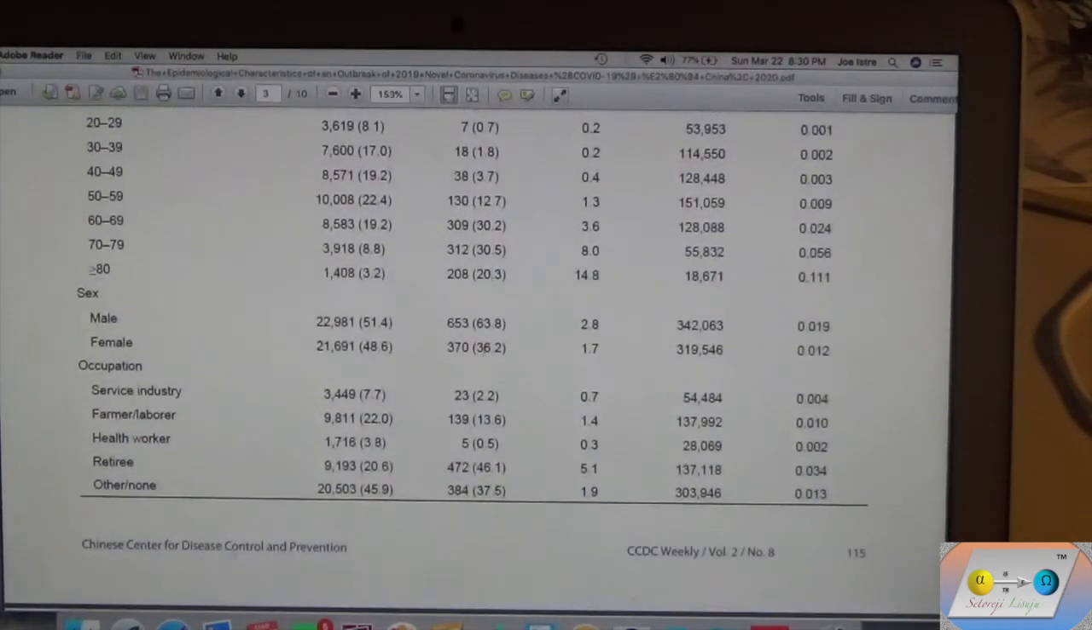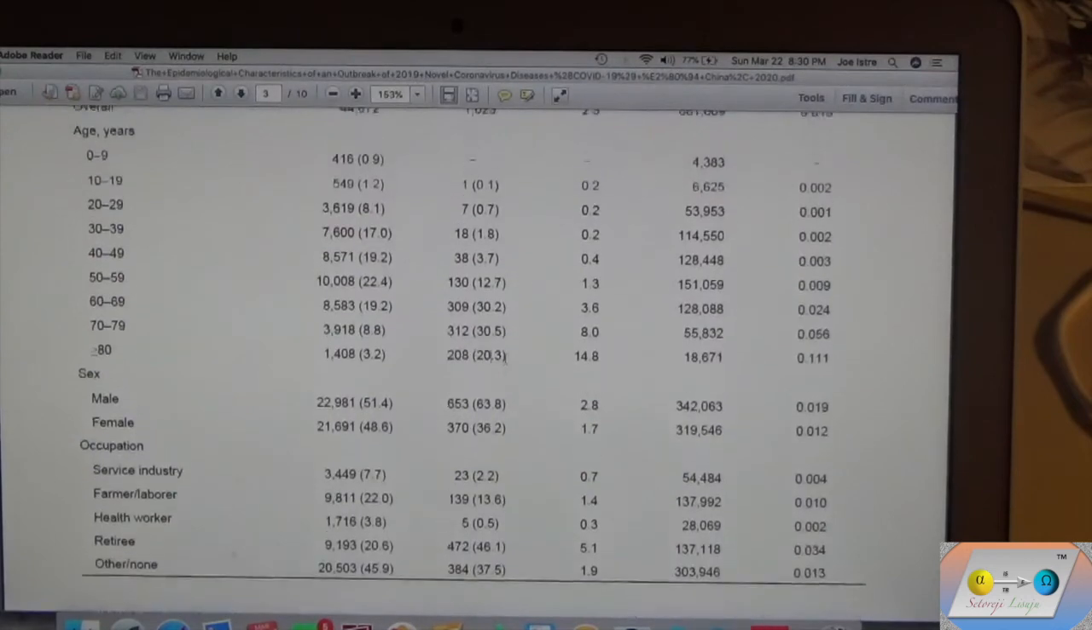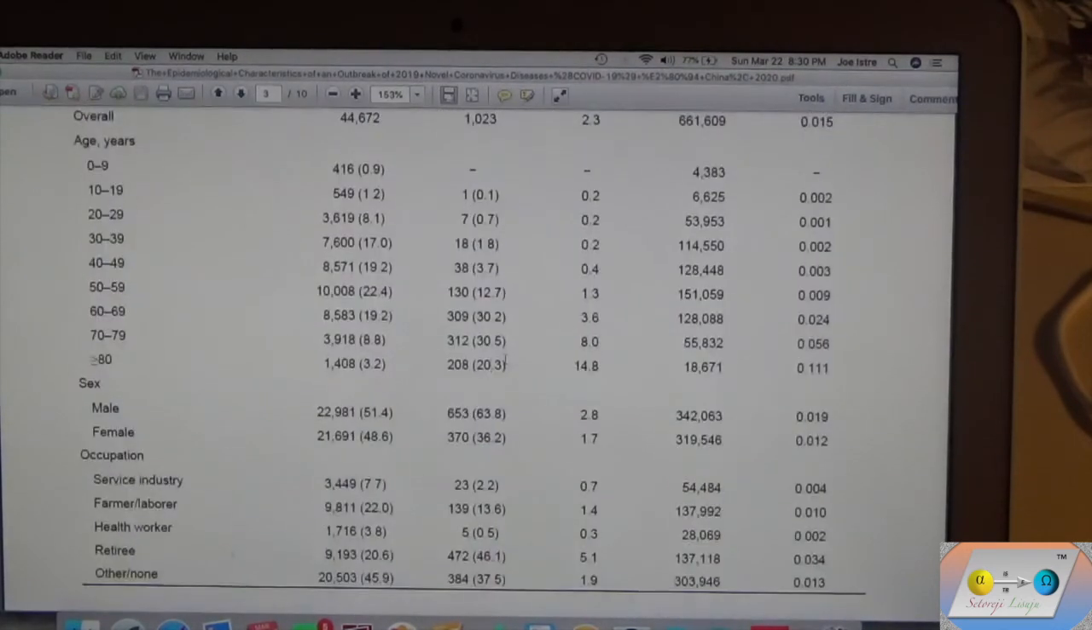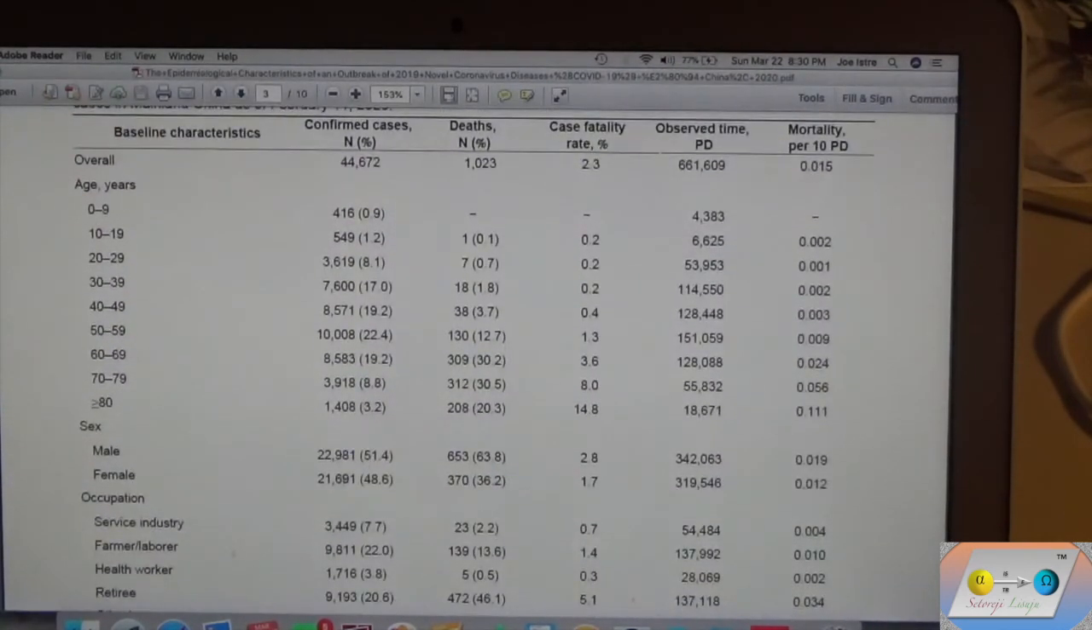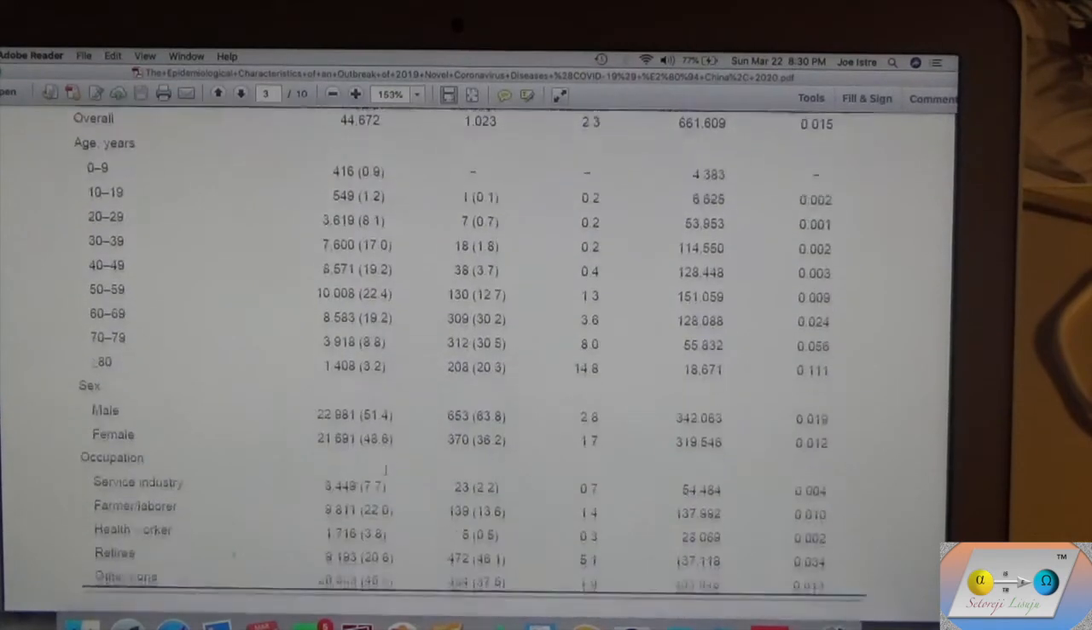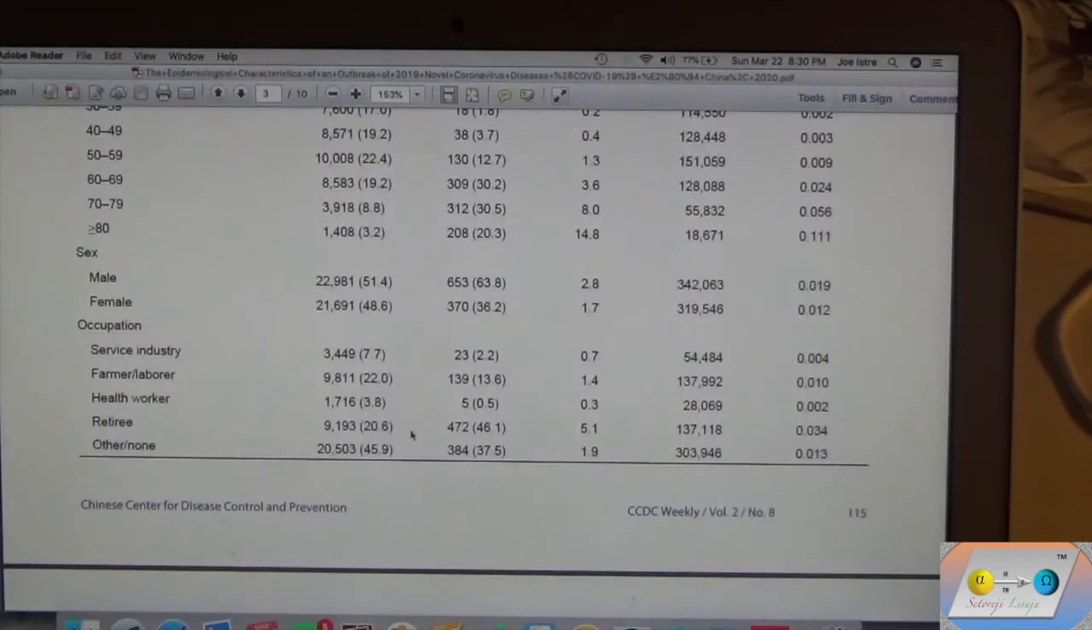On the sex ratio, the males get it more, 63 versus 36% of deaths. Confirmed cases, then it's roughly 50-50. Occupations, let's just do a quick look at this. There's the other, which doesn't mean anything in stats. Farmer labor, maybe we can try to figure out what that means. Health workers, lowest percentage, right? You would think health workers get affected by the virus, but they don't.